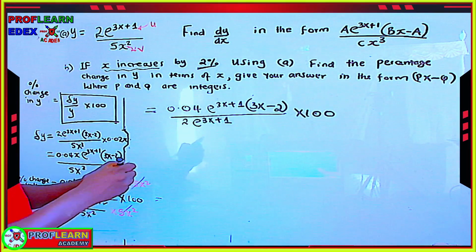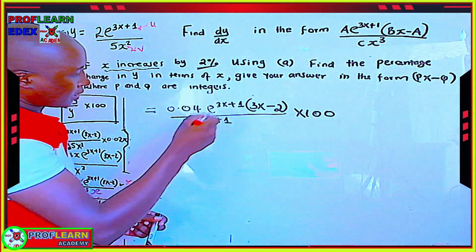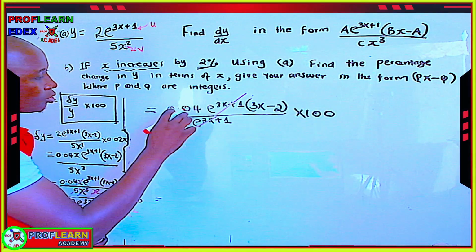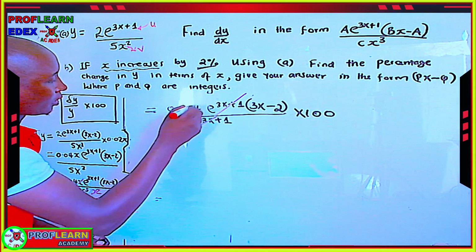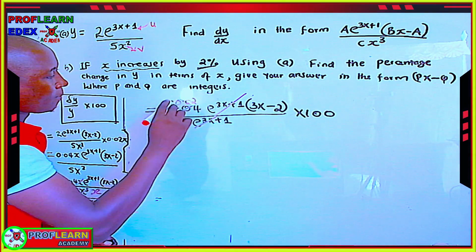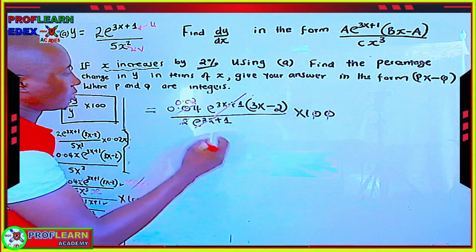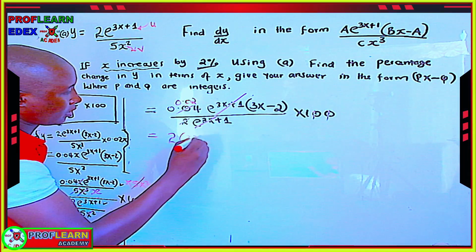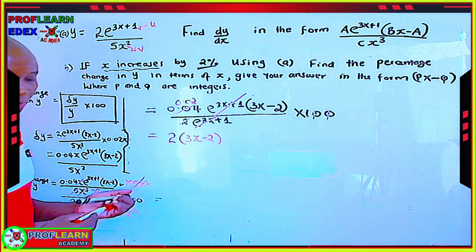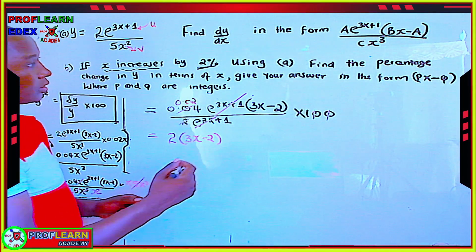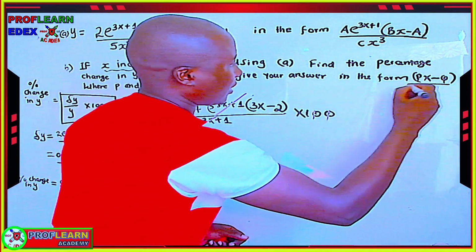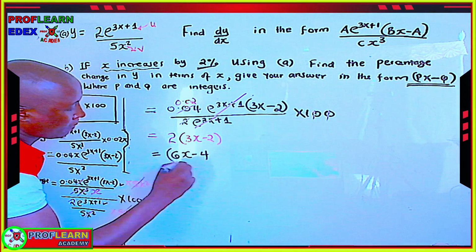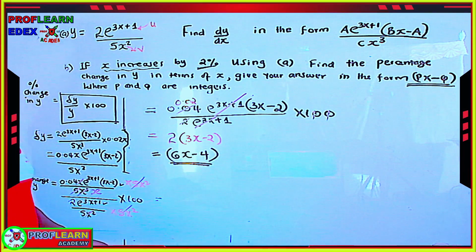So if we cancel also this part and this part that we have, we are going to have 100 times 0.04 over 2, that is 0.02, and times 100 we shall cancel 2 zeros. Then we shall have our final answer as 2 into 3x minus 2, which means that finally our equation is going to be in this form that we were told here, which is 6x minus 4 as the percentage change in y.